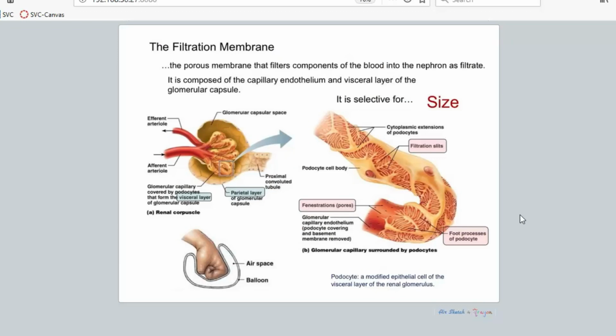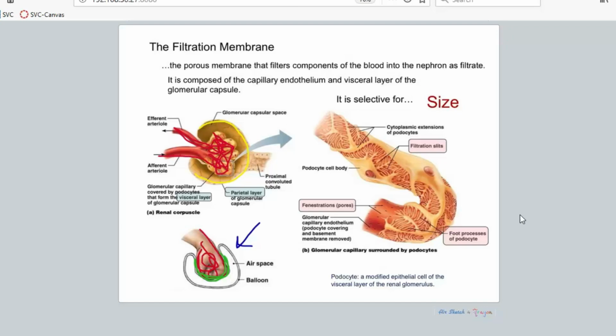And this is a more detailed view of actually what's going on there. So here we have the glomeruli, the glomerular capillary beds, and the way you can think about the glomerular capsule is you can think of it like a balloon, and it's kind of like you stick this capillary bed down into that balloon. And so there's a layer of the glomerular capsule that lines the capillary bed itself, and then there's another layer out here that actually forms the outer boundary of the capsule. And so that's what you're looking at here.